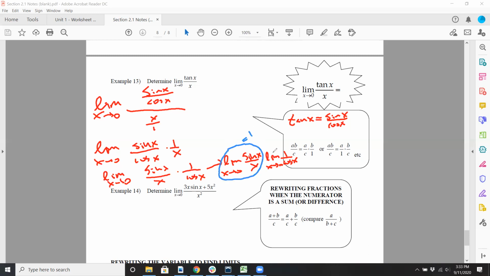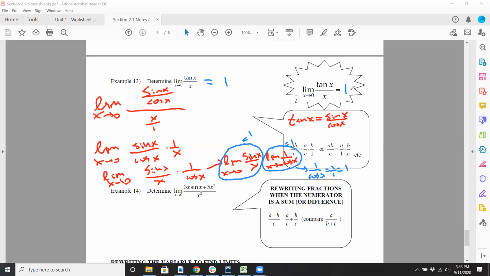equals 1. And this right here is also going to equal 1 because you could just substitute straight up. 1 over cosine 0 is 1 over 1, which of course is 1. Well, 1 times 1 is 1, so the answer for this is 1. So whenever we see tan x over x and the limit as x approaches 0, we can make that assumption.